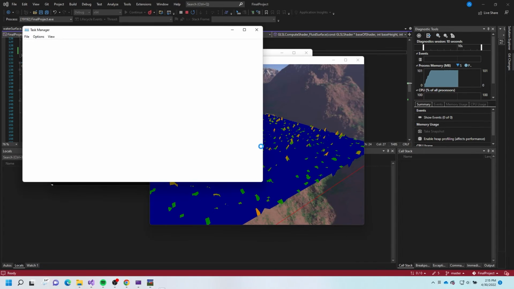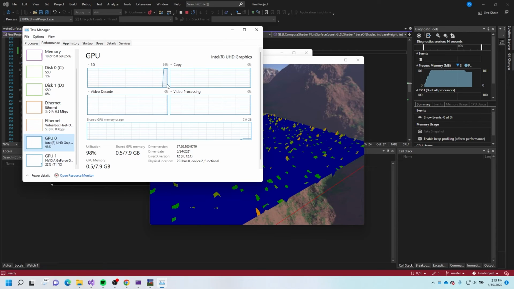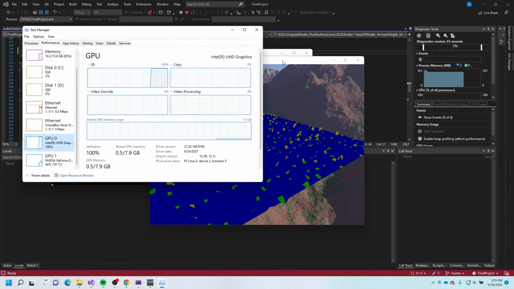And for interest's sake, we'll go ahead and look at the GPU. It is maxing out its use. However, that is the integrated GPU rather than my actual NVIDIA card, but that's how this operating system chose, for whatever reason, to split up this work.